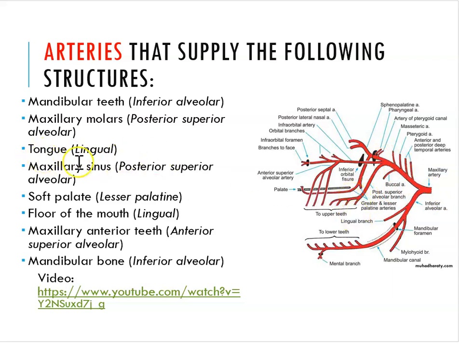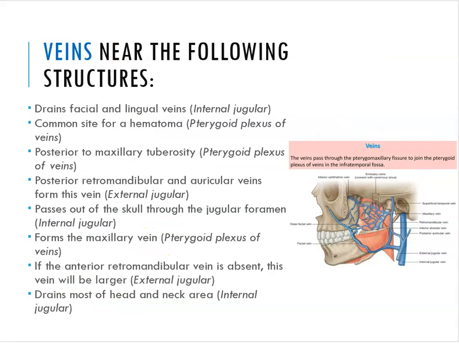If you wanted to numb the tongue for some reason, you would have to aim at the lingual artery. Soft palate: the lesser palatine artery supplies the soft palate. Floor of the mouth: the lingual artery supplies the floor of the mouth. It's really interesting. I like how this slide has broken it down. We also have veins.